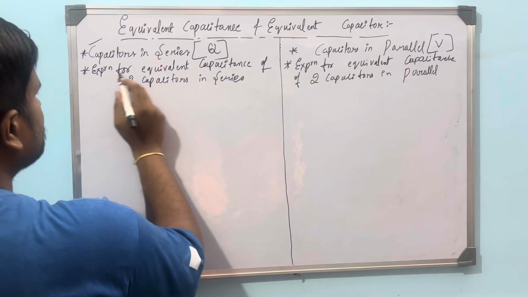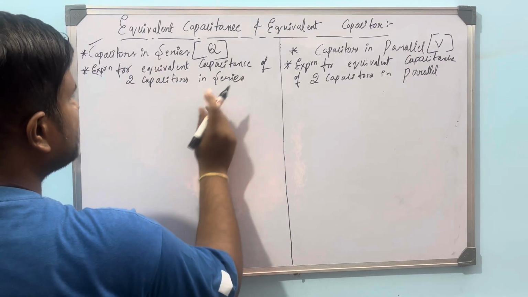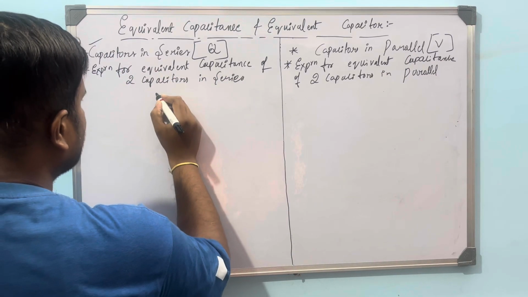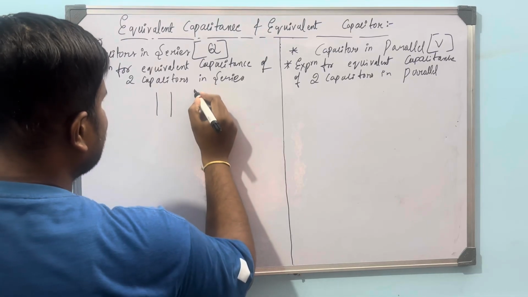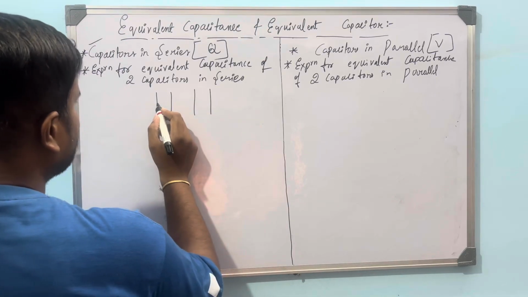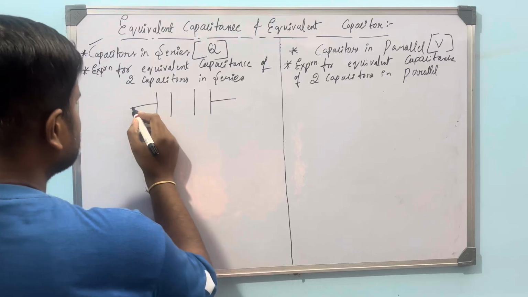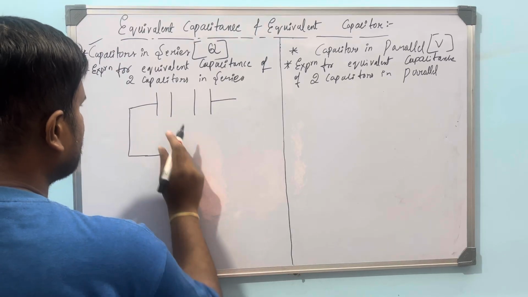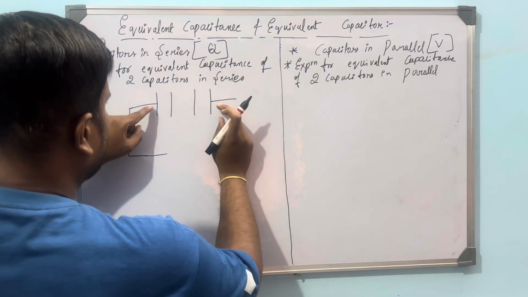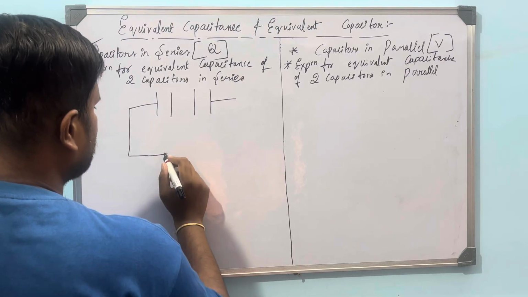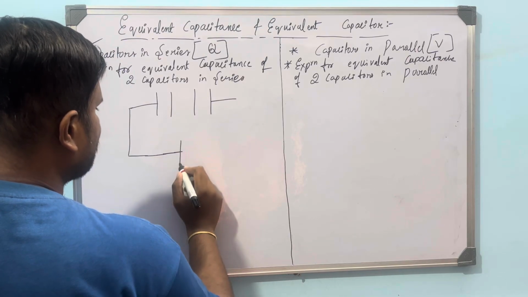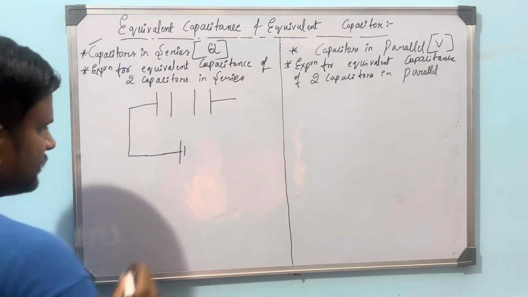Now, the expression for the equivalent capacitance of two capacitors in series. I will take two capacitors in series. Previously I said capacitors are in series if they are connected across two endpoints. This is one endpoint, this is another endpoint, and it is connected to a battery.